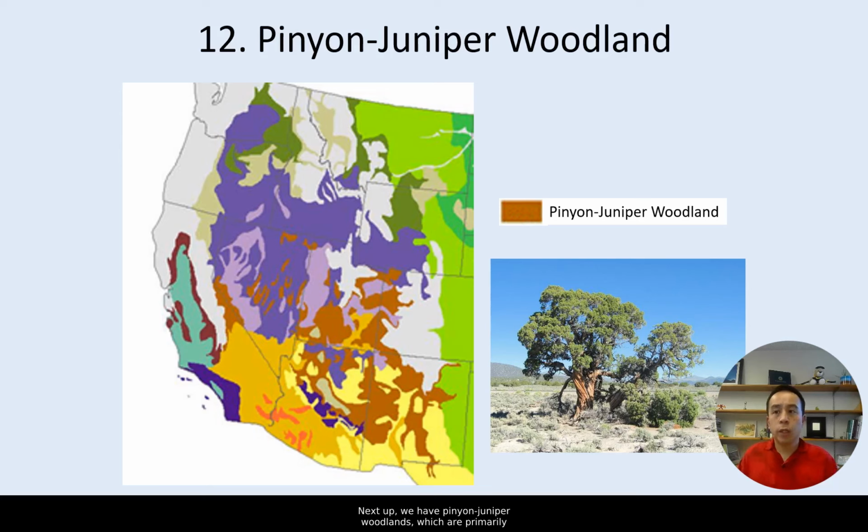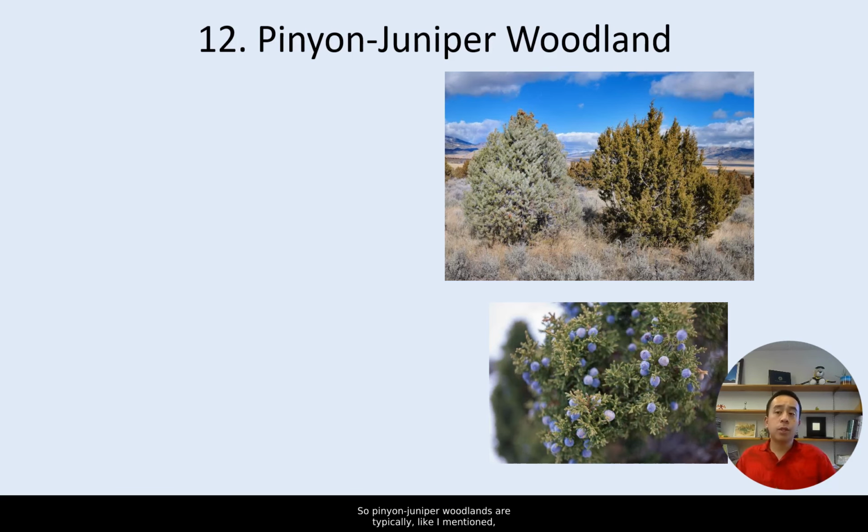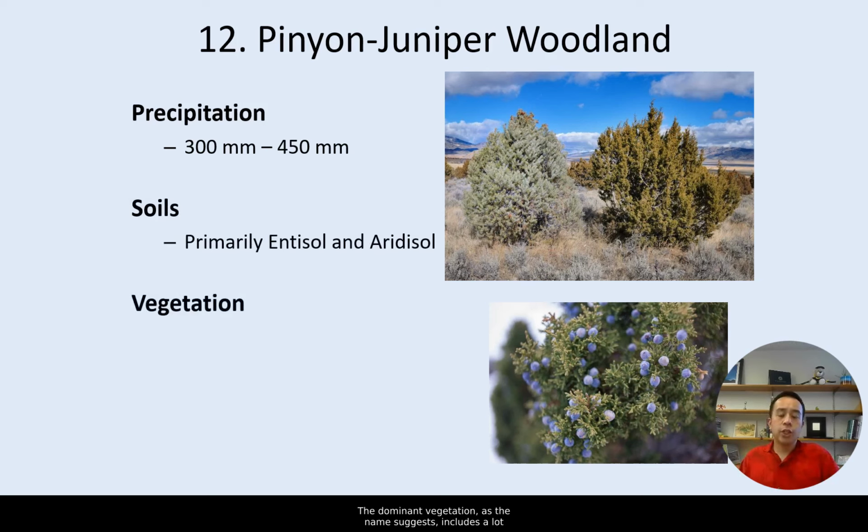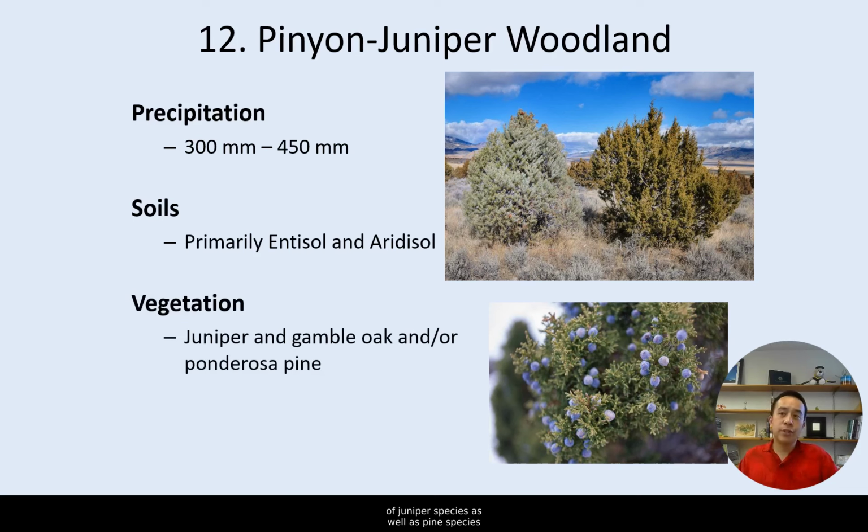Next up, we have Pinyon-Juniper Woodlands, which are primarily in the southwest, in generally arid environments. Often pinyon junipers are a result of overgrazing in semi-arid grasslands. And oftentimes pinyon juniper is considered one of the lowest forage quality rangeland types for livestock production because it's so full of woody species and has very low cover of grass understory. So pinyon juniper woodlands are typically, like I mentioned, in arid environments, and so they often have very low precipitation, from 300 to 450 millimeters. Soils, again, are in arid regions, so they consist primarily of entisols and aridosols. The dominant vegetation, as the name suggests, includes a lot of juniper species as well as pine species like ponderosa pine, and also sometimes includes Gambel oak.